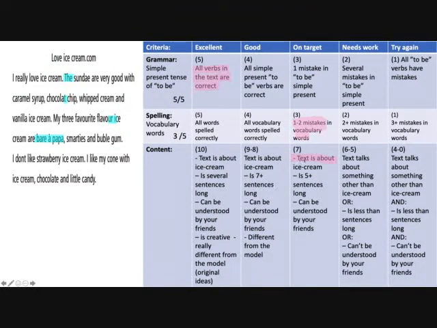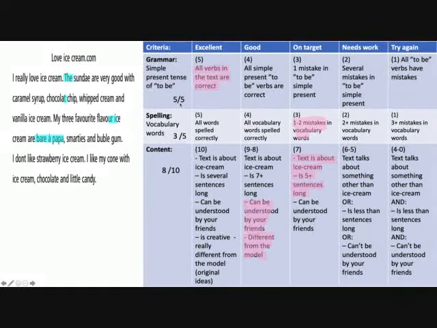Okay, for content, this is our target. Is the text about ice cream? Yep. Is it 5 or more sentences long? Well, let's count: 1, 2, 3, 4, 5. Yeah, it's 5 sentences long, although I really like this one. It's kind of complex. Sundaes are very good with, and then they've listed a few things. So that's experimenting with things that are a little bit more complex than simple sentences. Can it be understood by your friends? Absolutely. Is it different from the model? I'm assuming this is different from the model because they've done things like Berra Papa, Smarties, and bubble gum. So they're listing some different things in here. So I think they've done pretty well on that. Content, 8 out of 10.